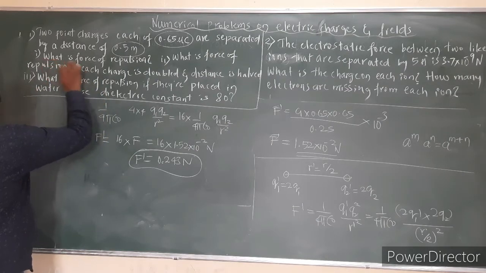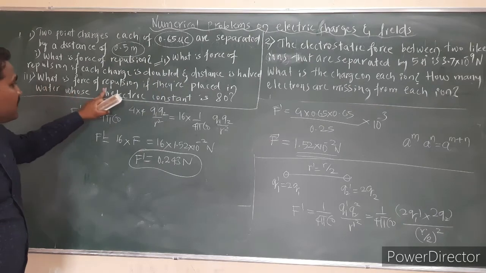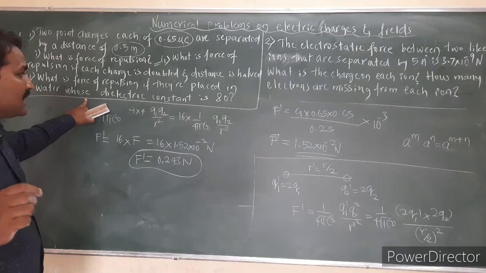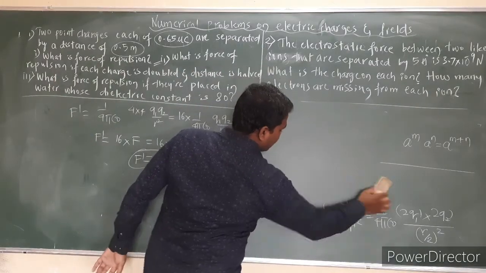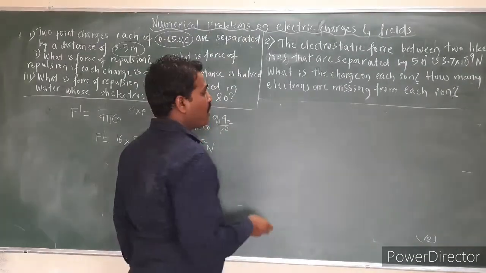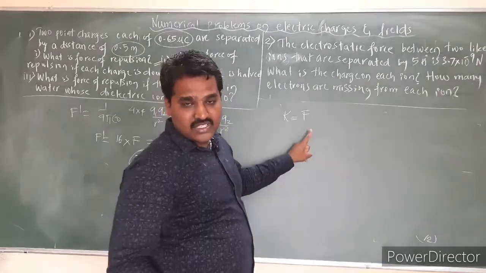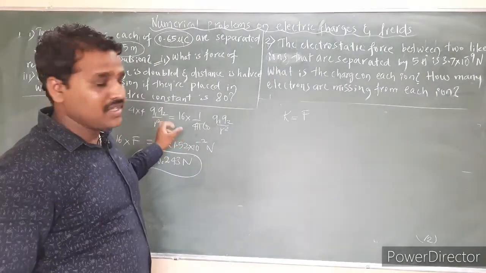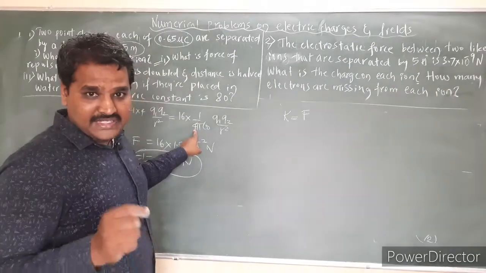So second part also we have calculated. Then the third part, what they are asking here: what is the force of repulsion if they are placed in water whose dielectric constant is K? Okay, third part. Yes, we know the dielectric constant or relative permittivity is given by the force between two charges when they are placed in air. So far whatever solution we have done, whatever force we have calculated, that is assuming that both the charges are placed in air.